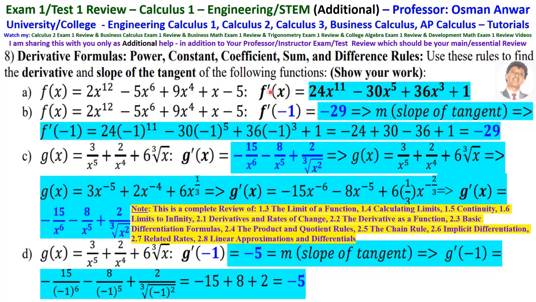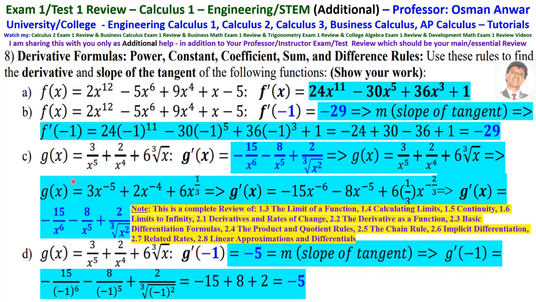F prime of x is equal to 24 x to the 11 minus 30 x to the 5 plus 36 x to the 3rd plus 1 minus 0, which gives you the derivative f prime of x is 24 x to the 11 minus 30 x to the 5 plus 36 x to the 3rd plus 1. Then evaluate this at minus 1 to find the slope of the tangent. F prime at minus 1 is 24 times minus 1 to the 11 minus 30 times minus 1 to the 5 plus 36 times minus 1 to the 3rd plus 1, which is equal to minus 29.